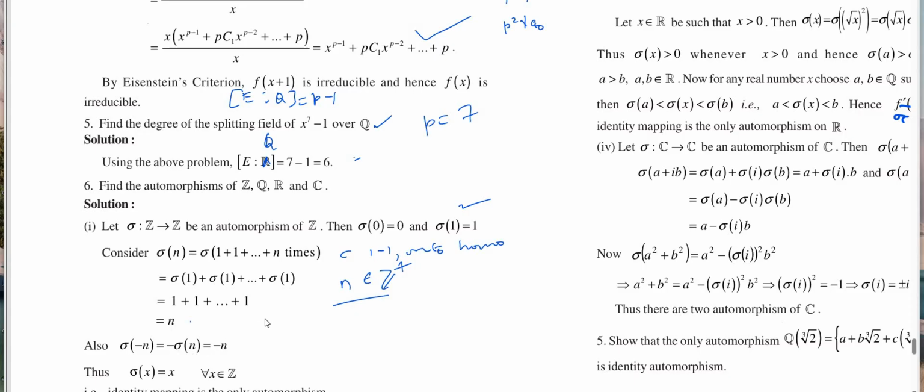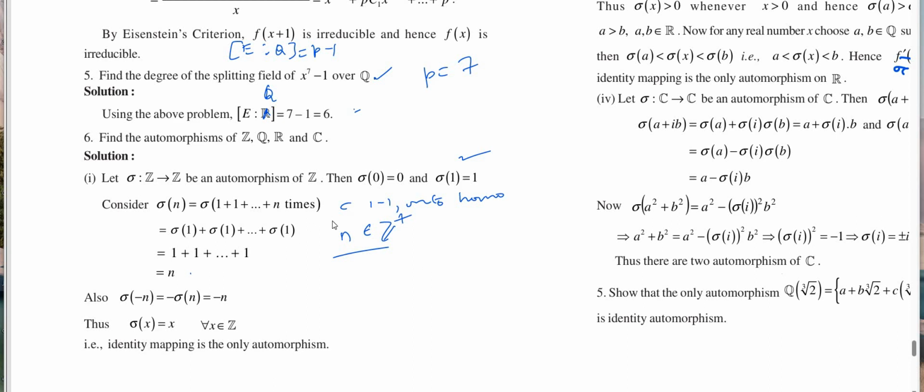So when we consider integers, we have 0, negative numbers, and positive numbers. For 0 it is given here, for positive we have this, and for negative we have this. So sigma of x equals x for every x in Z. The mapping which takes any element to itself, with the domain and codomain the same, is nothing but the identity mapping. So the automorphism is just the identity mapping. There is only one automorphism from Z to itself.